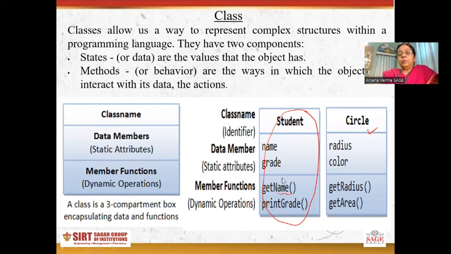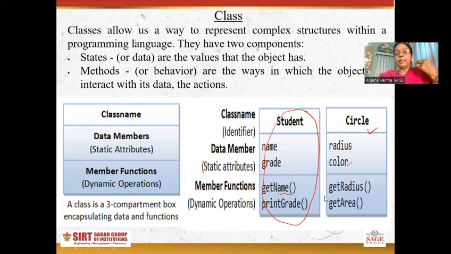Now, circle is also a class having 2 attributes. What is the color of the circle? What is the radius of the circle? And to give input or add the radius, we have to use the get radius function. And if you want to calculate the area of the circle, then you have to implement the get area function. I think you got the point. A class is a complex structure, or entity, which has data members and member functions. Two things.